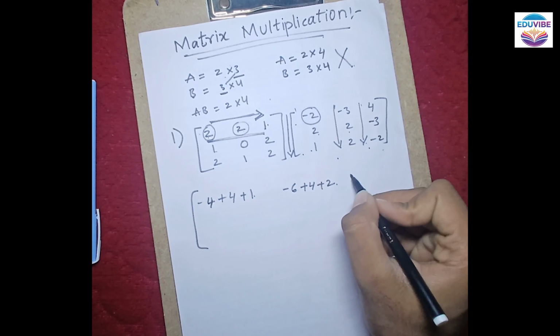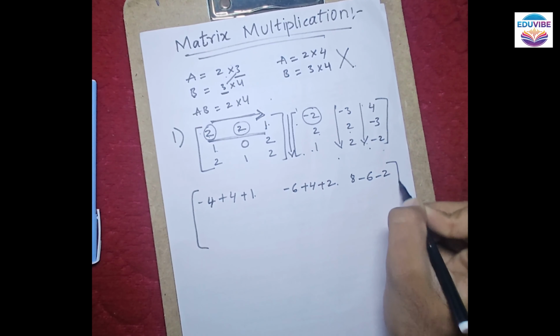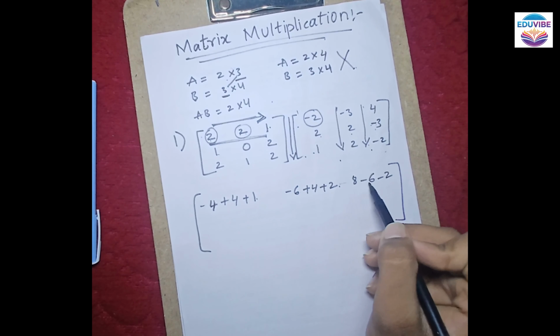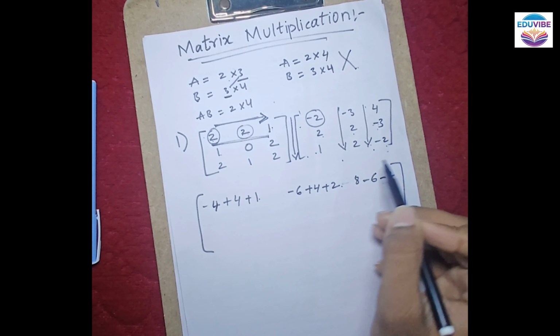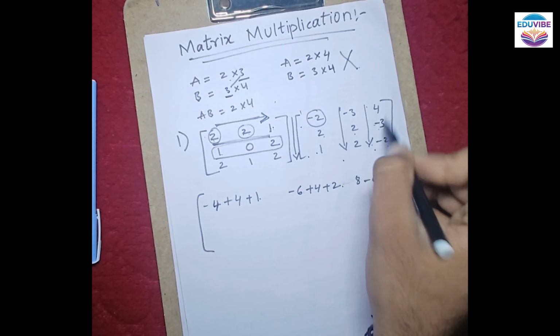2 4s are 8, 2 3s are 6, and 1 2 is minus 2. Here 2 3s are 6, minus minus. 1 2s are 2, minus minus. Again similarly this row into each column.